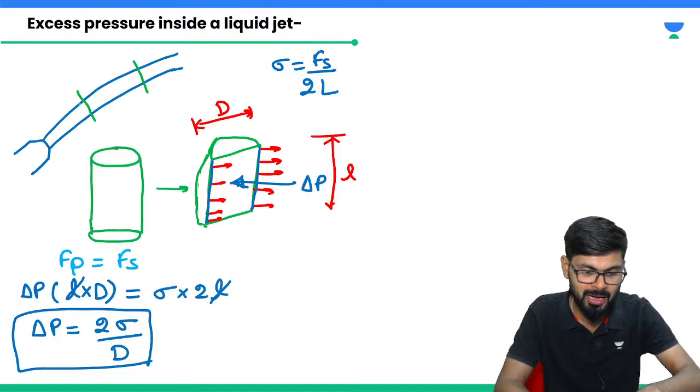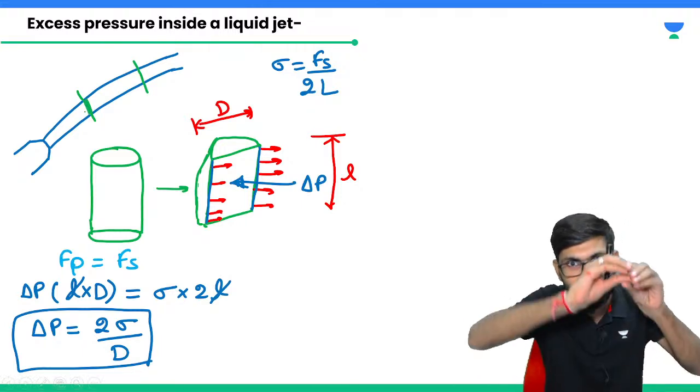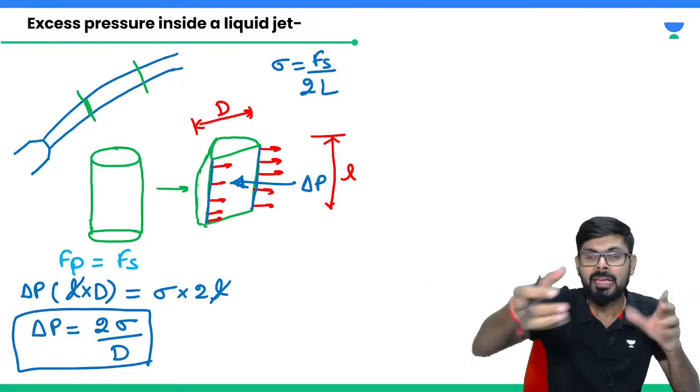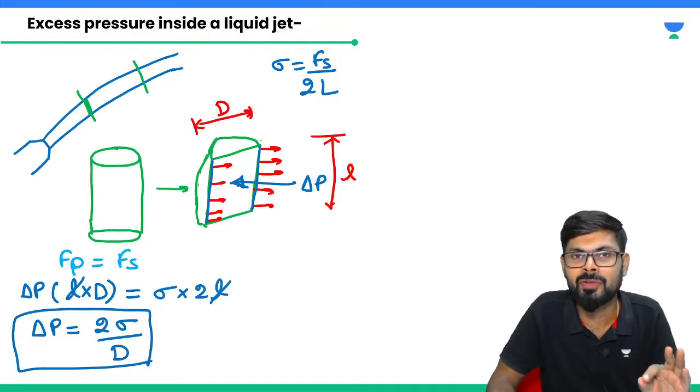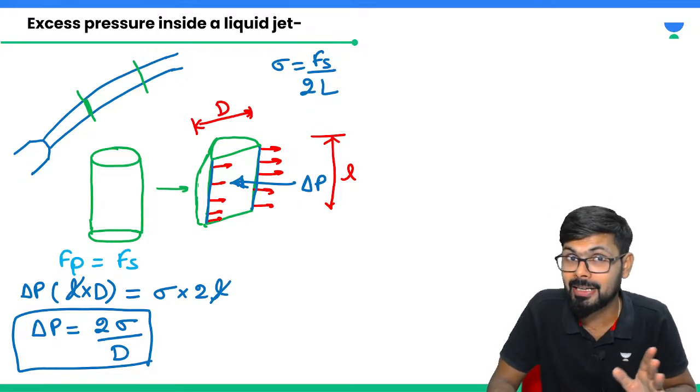Look here, this portion is not exposed at all. It is a part of the jet. In most books, what they write is that we are neglecting this D, because D is very small compared to L. That's why we are neglecting it.